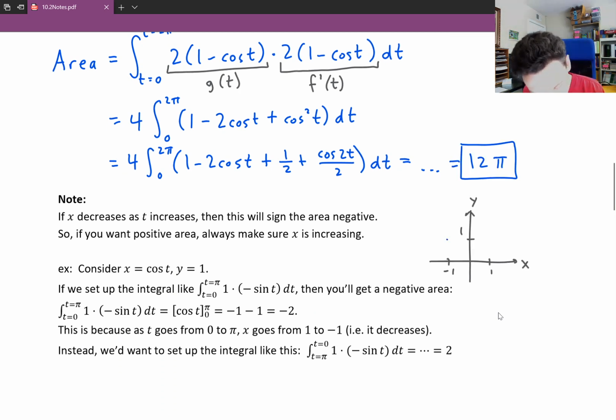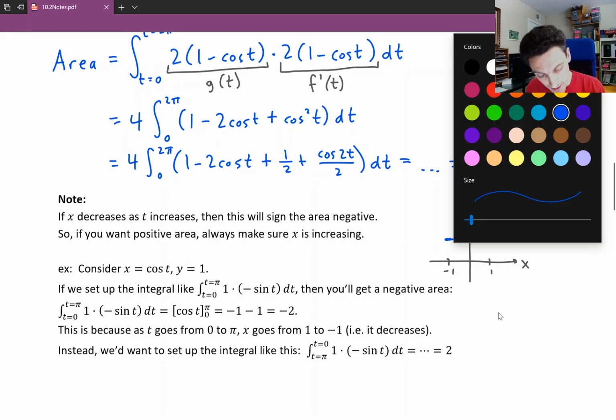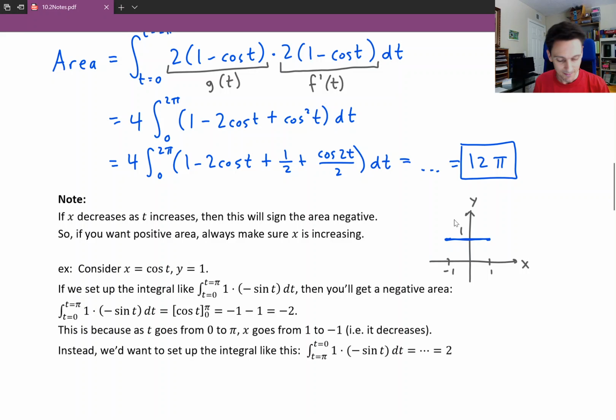So the graph of that set of parametric equations is just going to be a horizontal line segment between x is negative 1 and x is 1, right there at y equals 1. And it's going to be oscillating back and forth as t is increasing. So we can't really give an exact direction of motion because it keeps going back and forth.